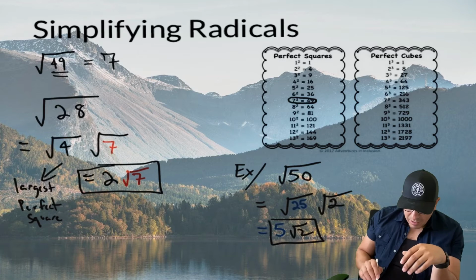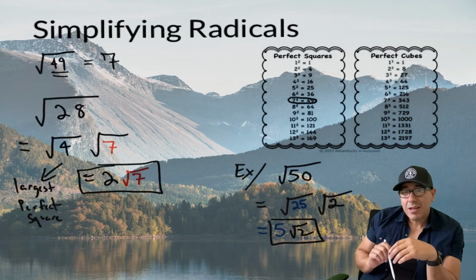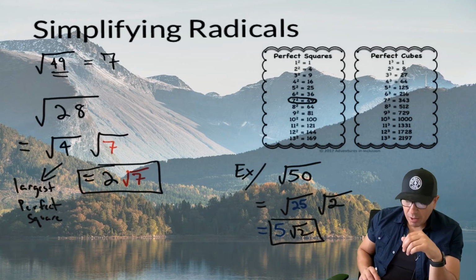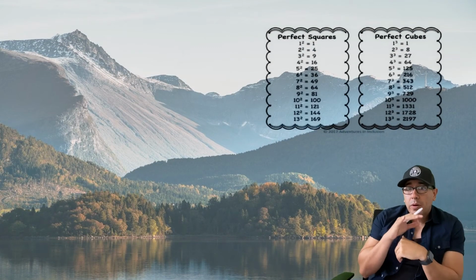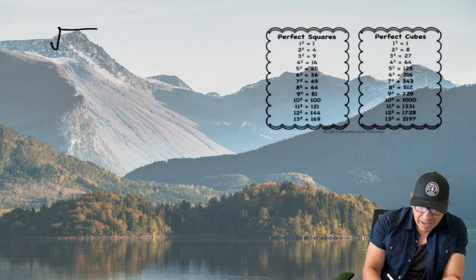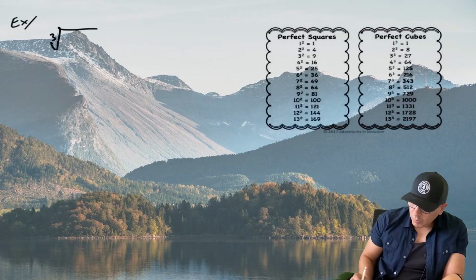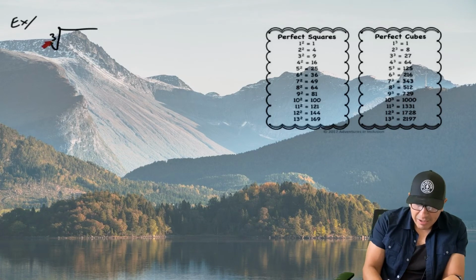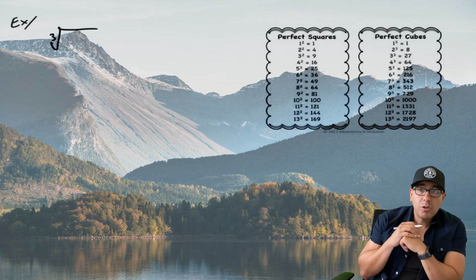All right, so those are square roots. Now let's go ahead and talk about cube roots. So now let's talk about perfect cubes. What we're going to look at for this example is cube roots, when our index, this little guy right here, is 3.